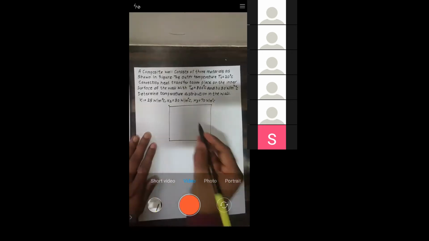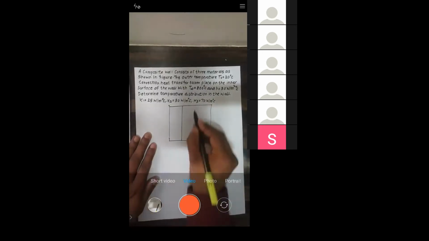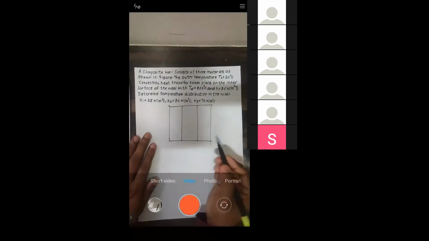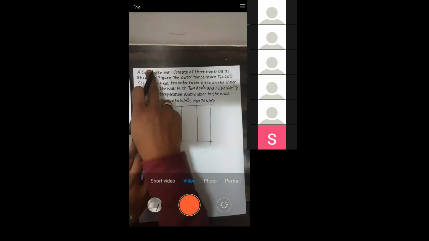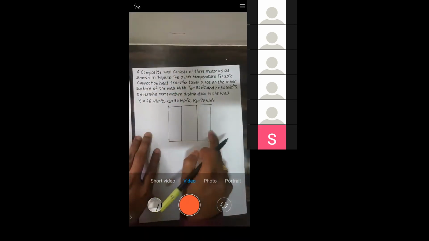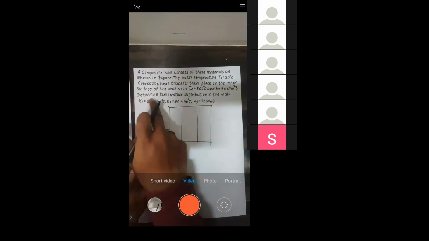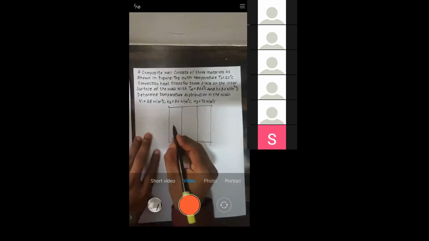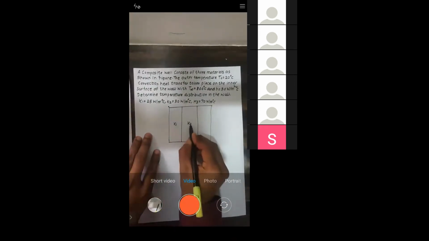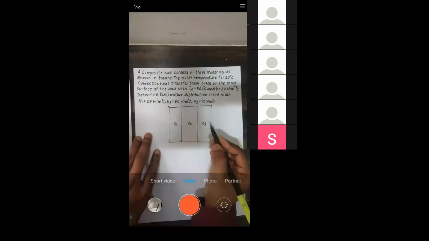This diagram has been given. So you have three materials. This is basically a composite wall. See, the composite wall consists of three materials. So these are the three materials with their conductivity K1, K2, and K3. So I will call this K1, this is K2, and this is K3. This is given in the problem. Okay, and K1, K2, K3 values are given.